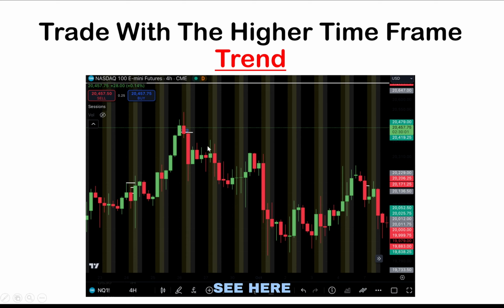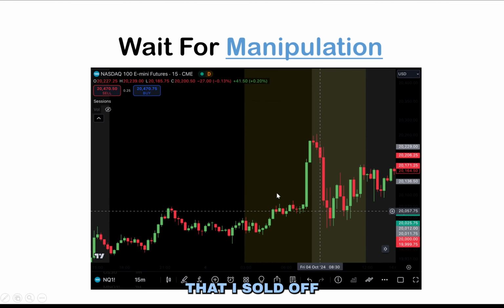So as we can see here, on this day price was ripping downwards, price was selling. So all this time when we are selling, I'm selling. I'm not looking for any buys because market structure is telling me that we are selling. The day is inside of this range right here where we were selling off. This was one of the days that I sold off and made profit from the market. Next, we want to wait for manipulation to happen. So on this, we're trading NASDAQ or NAS 100.